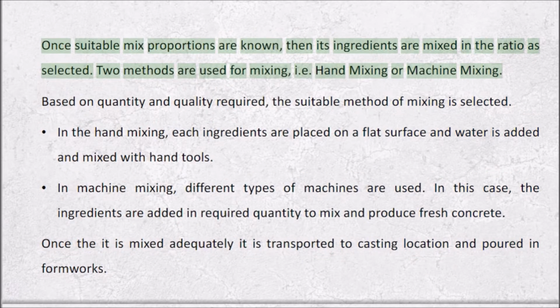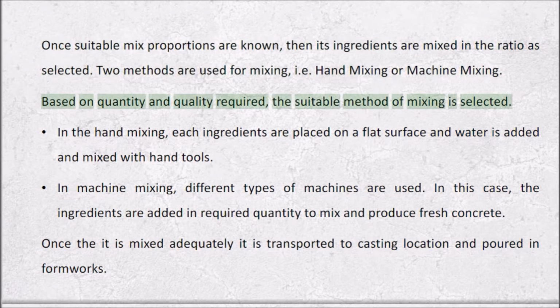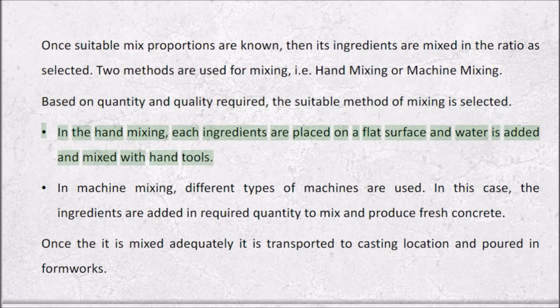Once suitable mix proportions are known, then its ingredients are mixed in the ratio as selected. 2 methods are used for mixing, i.e. hand mixing or machine mixing. Based on quantity and quality required, the suitable method of mixing is selected. In hand mixing, each ingredient is placed on a flat surface and water is added and mixed with hand tools.